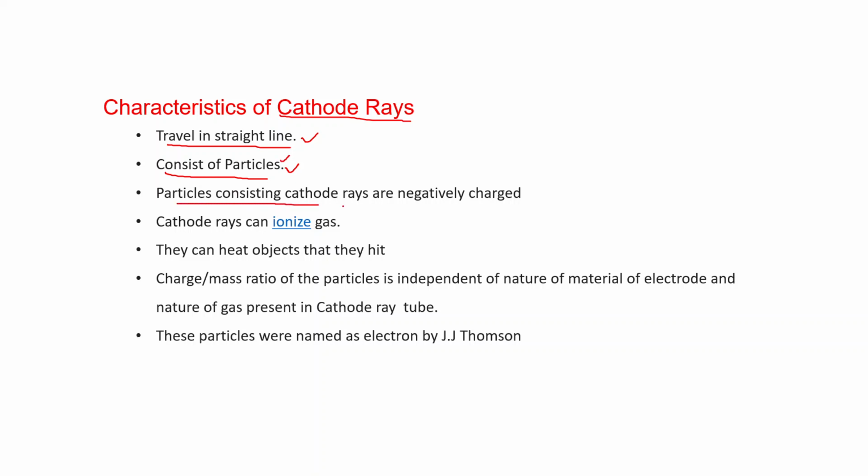Particles constituting cathode rays are negatively charged. If we apply an electric field in the path of this radiation, then the radiation deviates towards the positively charged plate. It indicates that the particles constituting these rays are negatively charged. Cathode rays can ionize gas. They can heat objects that they hit. The charge to mass ratio of the particles is independent of the nature of the material of the electrode and the nature of the gas present in the cathode ray tube. These particles were named electrons by J.J. Thomson.